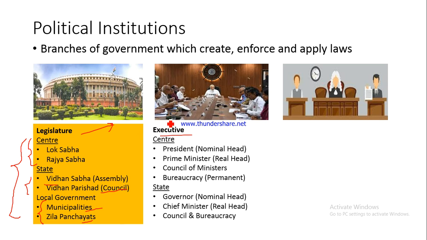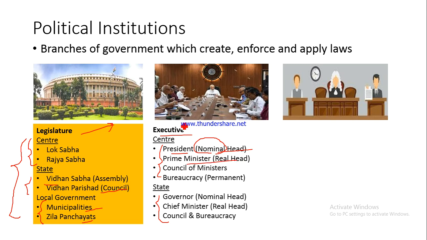At the center, we have the central government, which is the executive. At the state level, we have the state government. Is this fine? Who is the head of the government at the center? It's not the prime minister, it is the president. It is the president who is the head. However, since he does not have any substantial powers, he is known as a nominal head. The real head is the prime minister.